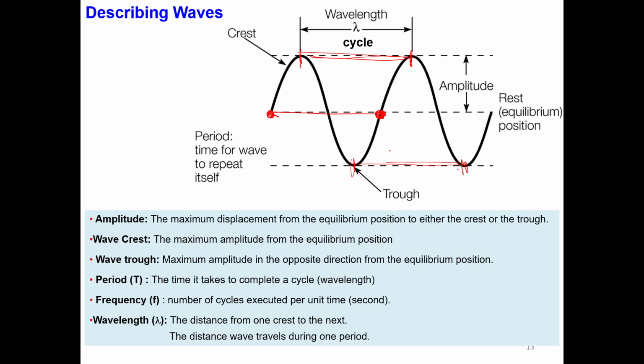And now we have a new variable, and wavelength is a distance. This can be in meters, centimeters, micrometers, or feet. And the symbol we use for the wavelength is lambda. It's a Greek letter, and we will use this to represent the wavelength.